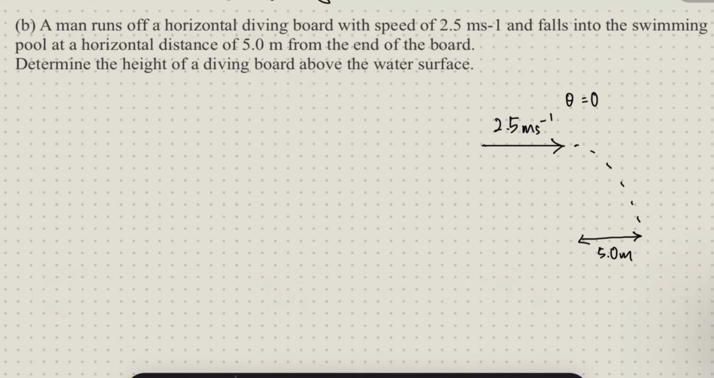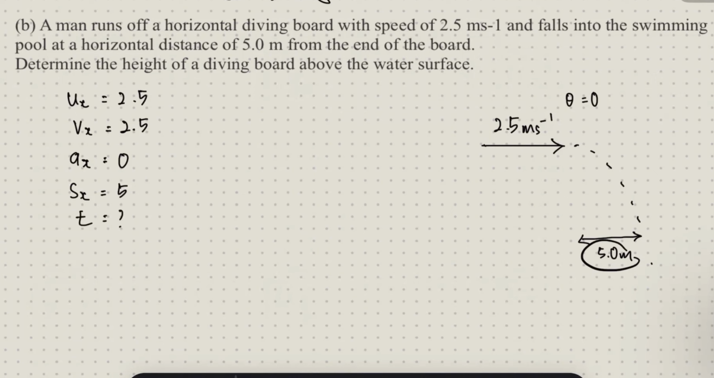So we will have to list out the information that we get from the question. For the x component, ux will be 2.5 and vx is equal to ux, so it will be 2.5 also. For ax, we know that it's 0, and for the displacement for component x, we know that it's 5 meters. So we do not know the time.